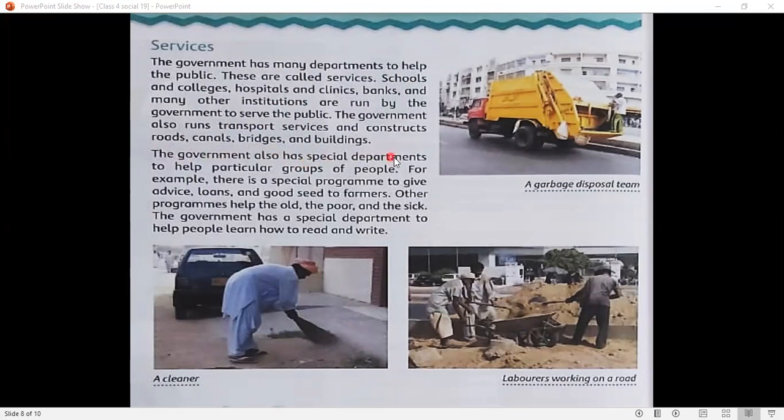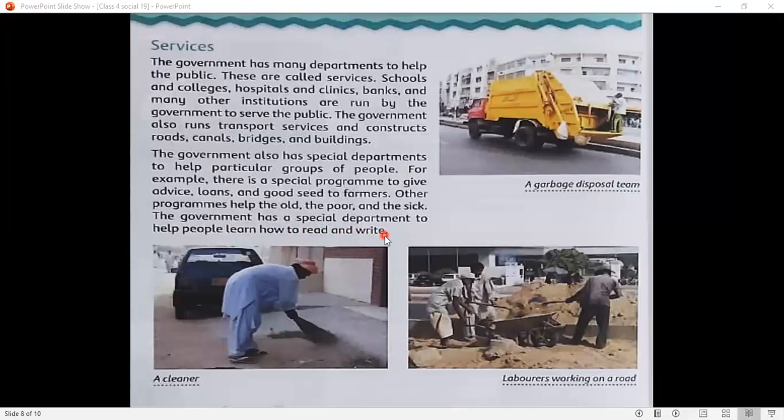The government also has special departments to help particular groups of people. For example, there is a special program to give advice, loans, and good seed to farmers. Other programs help the old, the poor, and the sick. The government has a special department to help people learn how to read and write. So these are the special departments to help the people.